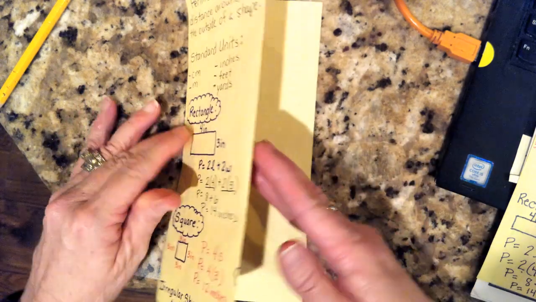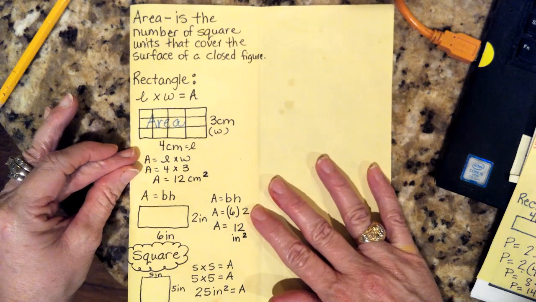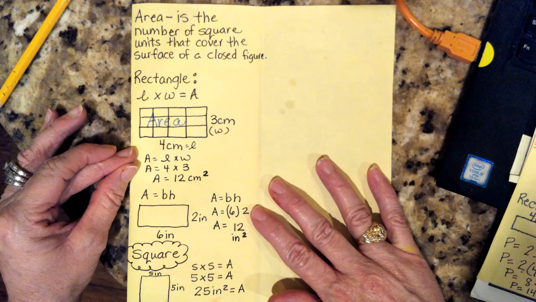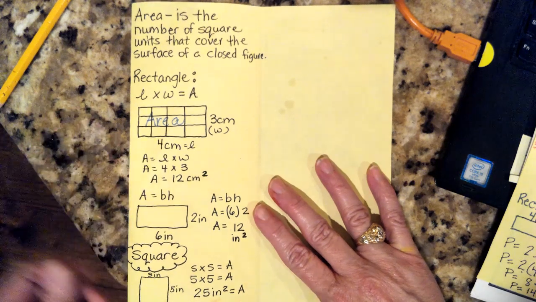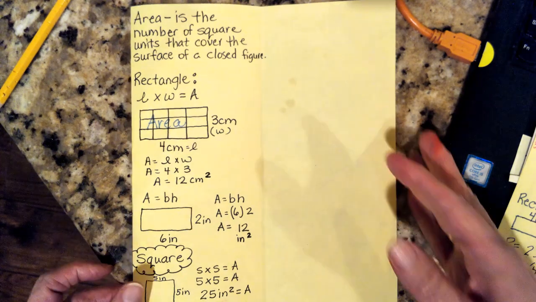And if you were not here when we took notes about area, you're going to want to get all of this information on your yellow paper too. So you can pause the video, you can copy all of this down. It's not as good as being here, but at least you'll have all of the information.